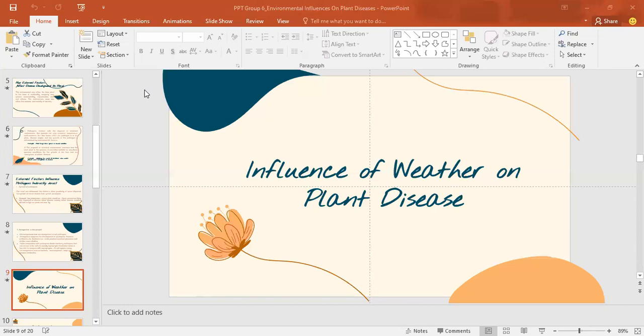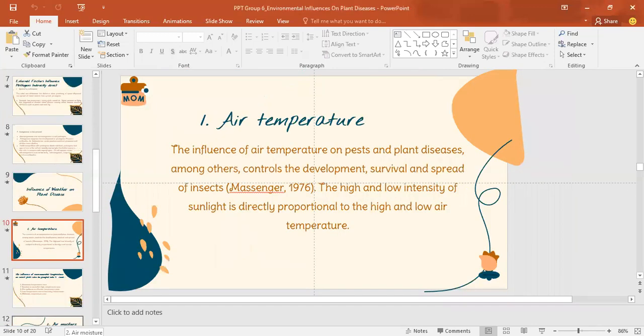Influence of weather on plant disease. First, air temperature. The influence of air temperature on pests and plant disease, among others, controls the development, survival, and spread of insects. The high and low intensity of sunlight is directly proportional to the high and low air temperature.